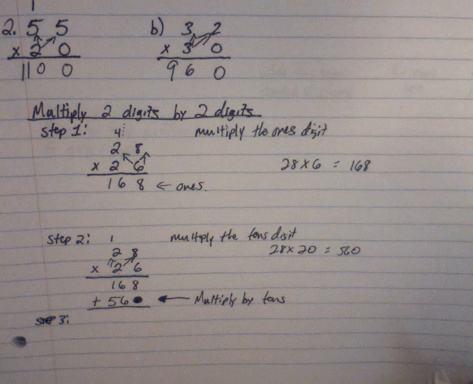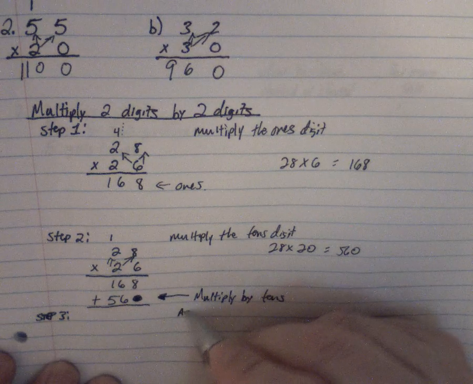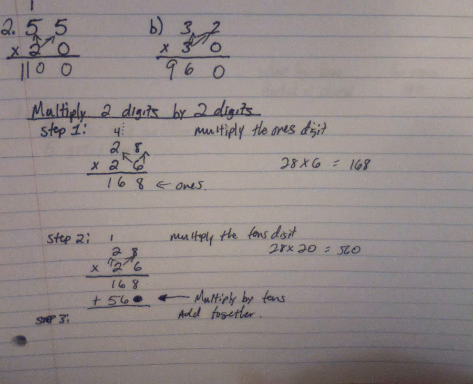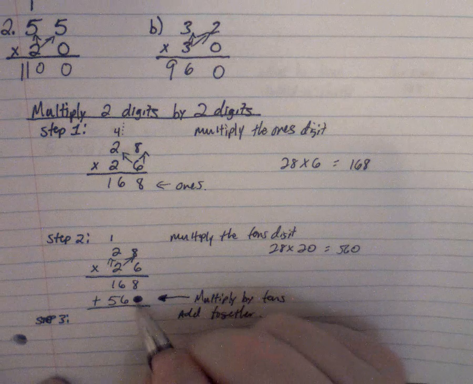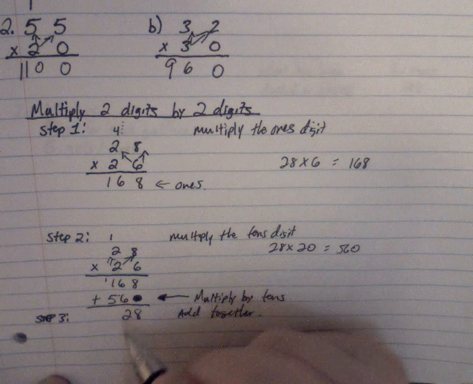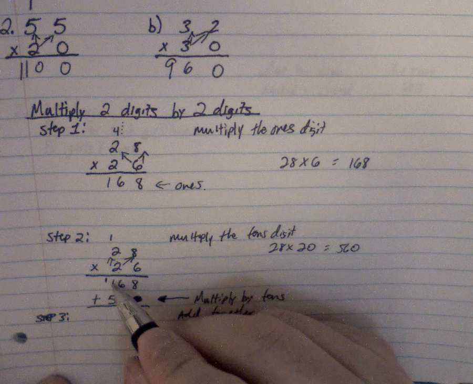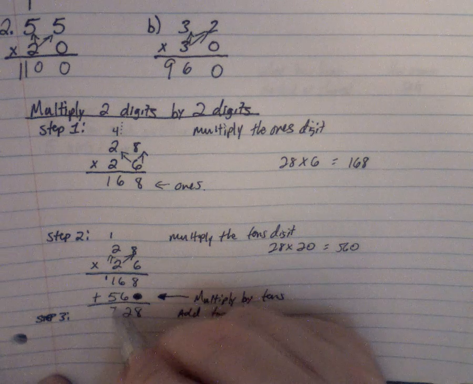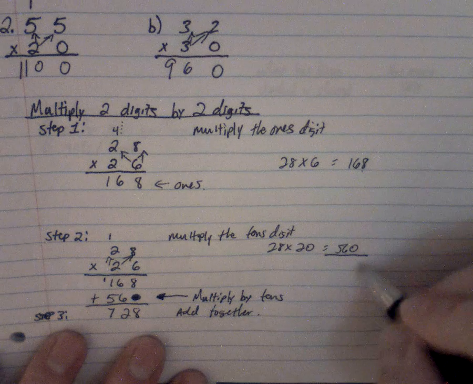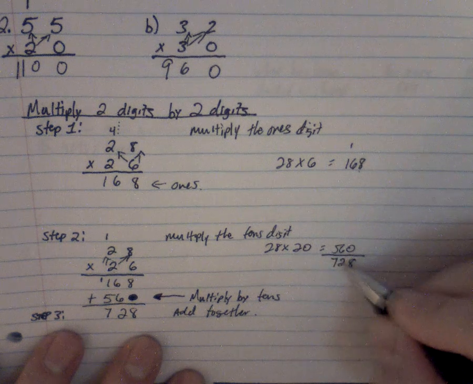Alright, step number 3 is pretty simple. Step number 3 is add together. So we're going to add these two numbers together, okay? So 8 plus 0 is 8. 6 plus 6 is 12. I need to carry a 1. Okay, and 5 plus 1 is 6, plus 1 is 7. And I can do the same thing here. 8, 2, carry my 1, 7.